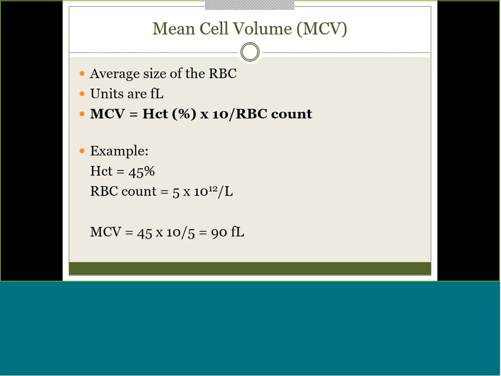So for the MCV, that is going to tell us the average size of our red blood cell. So the way you calculate it is you take your hematocrit times 10 and you divide that by your red blood cell count. So I have an example here. If your hematocrit was 45% and your red blood cell count was 5, you simply just do the 45 times 10 divided by 5. You do not have to change that percentage back to decimal form. So 45 times 10 divided by 5 would be 90, and the units are going to be femtoliters, FL. So that will tell you the size.